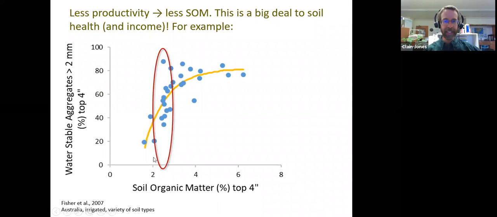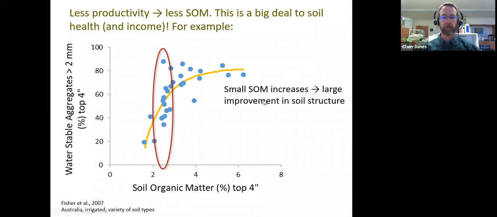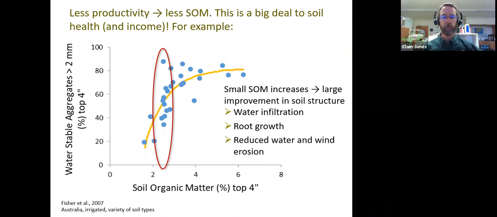So again, this is the area that we're in most of Montana. I mean, most of our soils are in kind of that 2 to 2.5, 3% range. And that also happens to be the steepest part of the curve, meaning if you have small losses in soil organic matter, you can have pretty big drops in aggregates. If you have big increases or even small increases in soil organic matter, you can have large increases in aggregates. So again, aggregation improves infiltration of water, improves root growth, and reduces erosion.